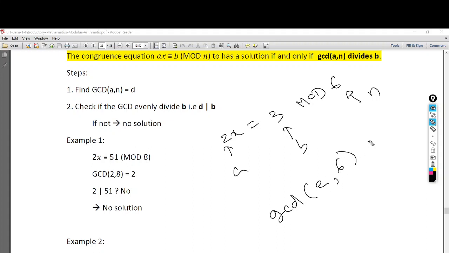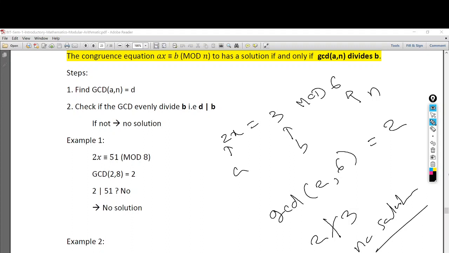It is easy, remember: 2 and 6. The GCD of 2 and 6 is obviously, in this case also, 2. Now you want to check whether 2 divides b. Remember, the GCD of a and n divides b. b is 3. No, 2 does not divide 3. When 3 is divided by 2, it is 1 and remainder 1. So there's a remainder, therefore 2 does not divide 3. So therefore no solution.